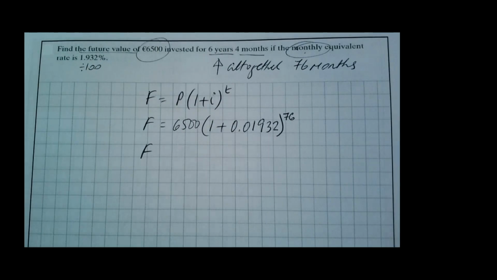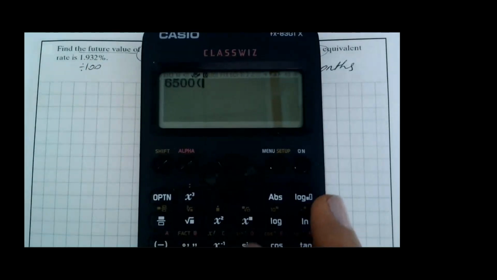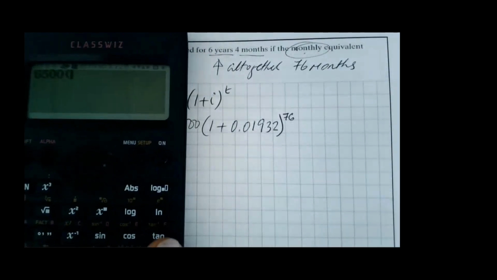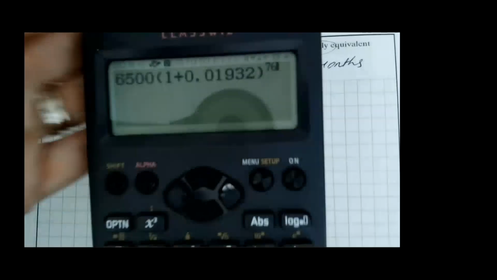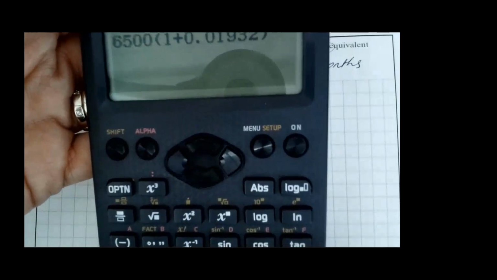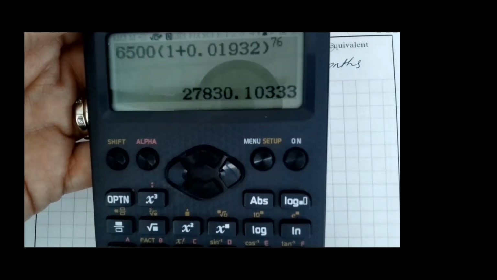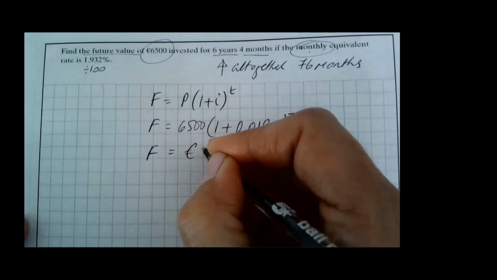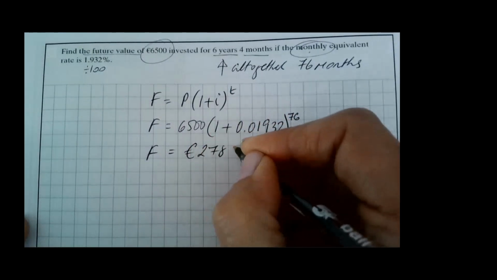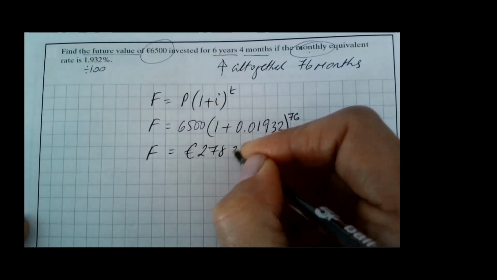Now I've got a monthly time frame and a monthly rate. So on the calculator, 6,500, and I'm going to put in 1 plus 0.01932 to the power of 76. So get it typed in exactly as you have it. And there's my answer. And of course, it's money, so we'll do 2 decimal places.